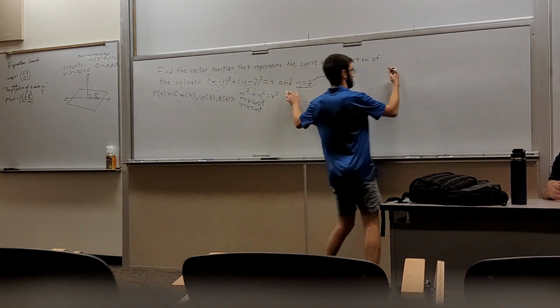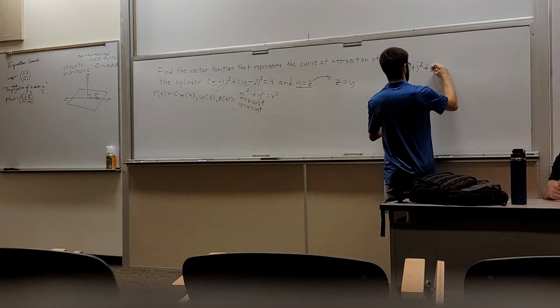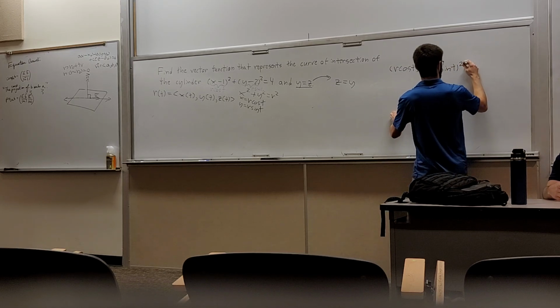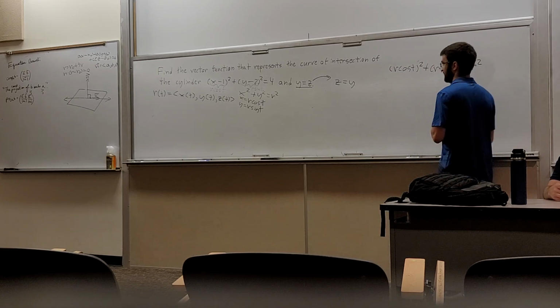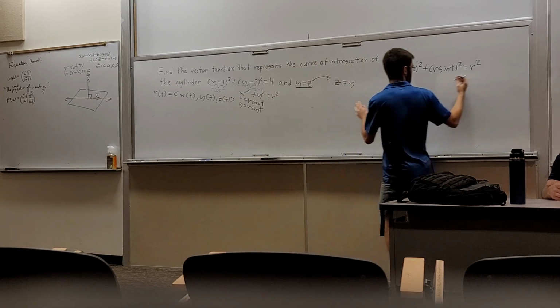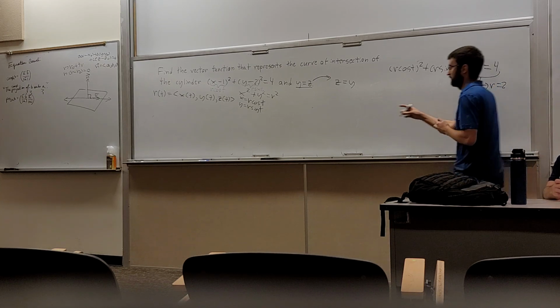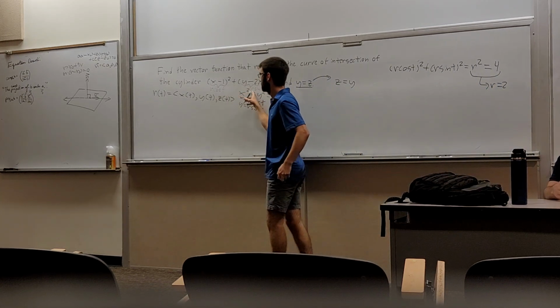So this way we'll have r cosine t squared plus r sine t squared equal to radius squared. And we see that the radius is going to be 2, because the radius squared would be 4. So from this equation, we get that the radius will be 2. So we'll plug in 2 for r here.